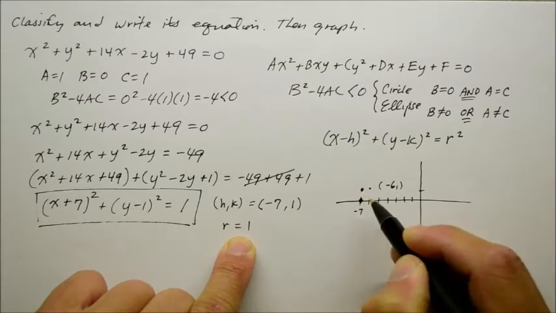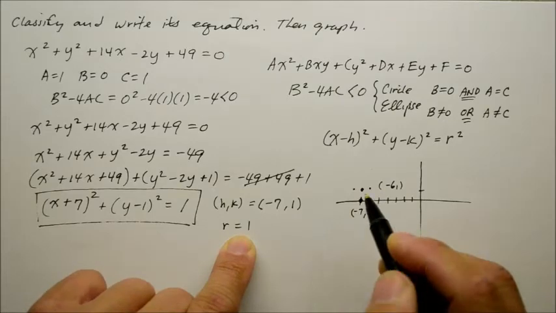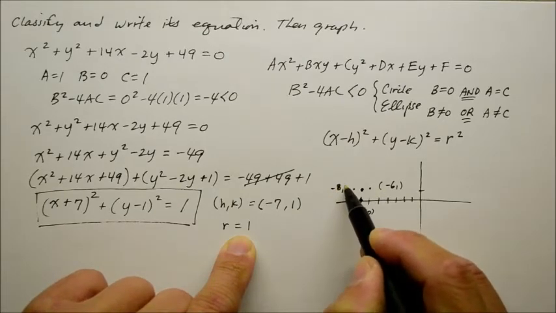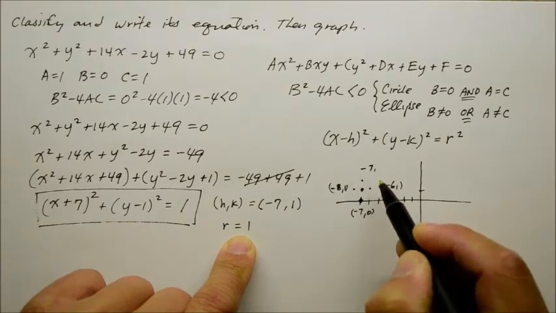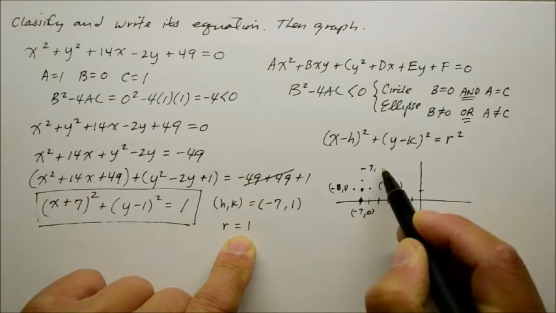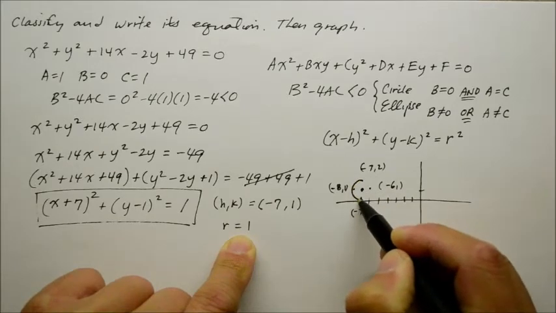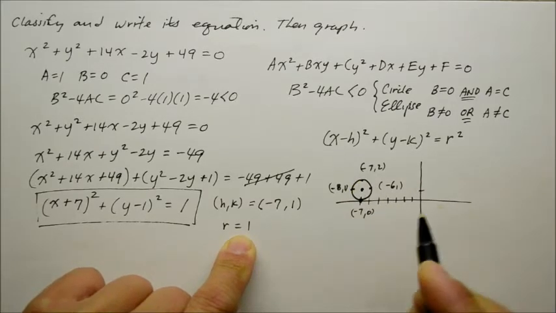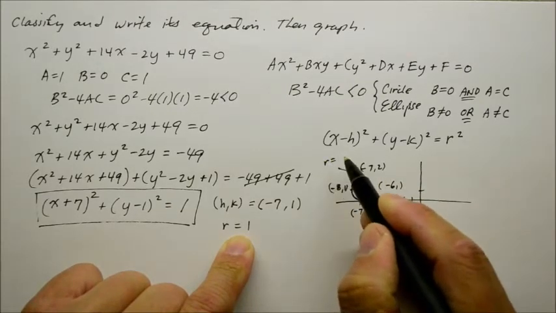1 here, which will be negative 7 and 0. 1 here, which will be negative 8 and 1. And 1 up here, which will be negative 7 and 3. Oh no, 1, 2. There it is. So we could sketch our circle now. And there it is. And the radius is 1.